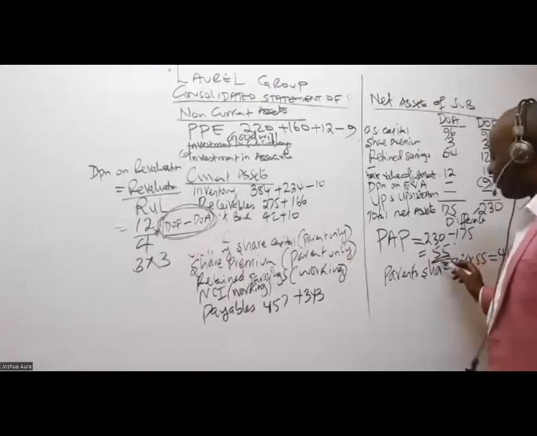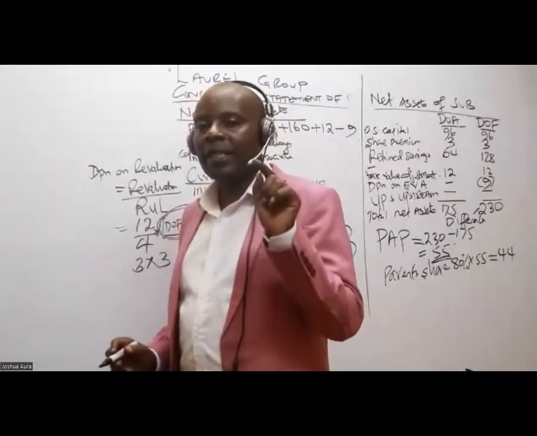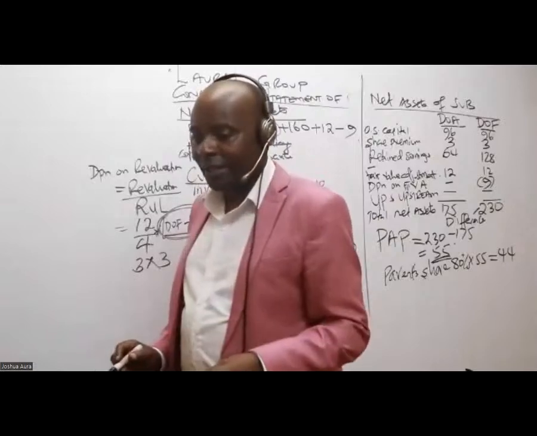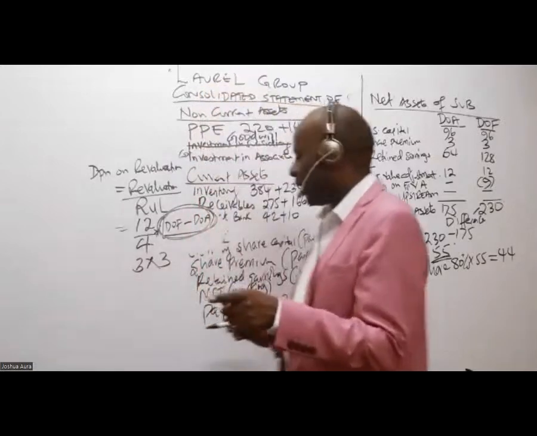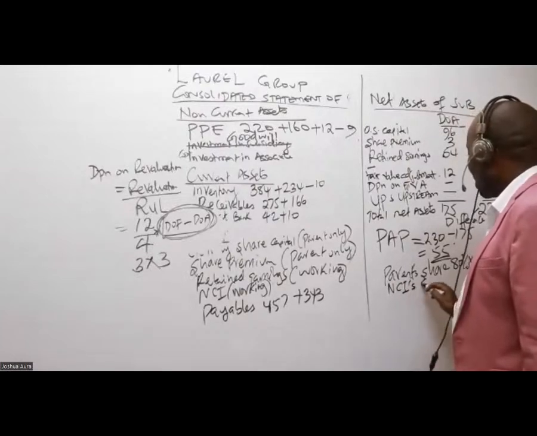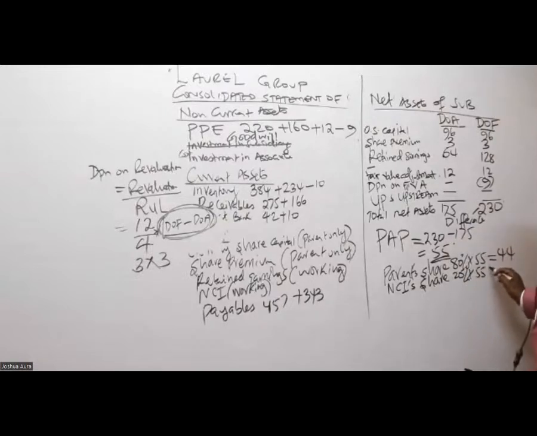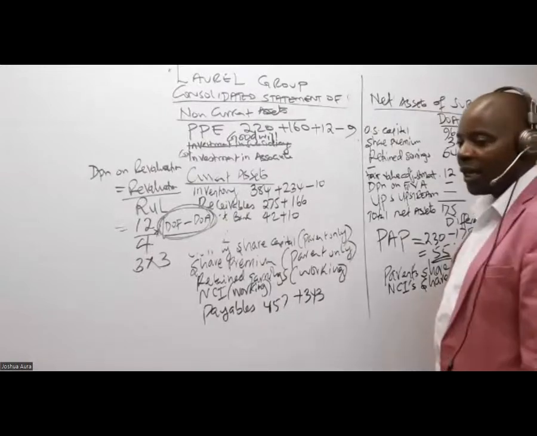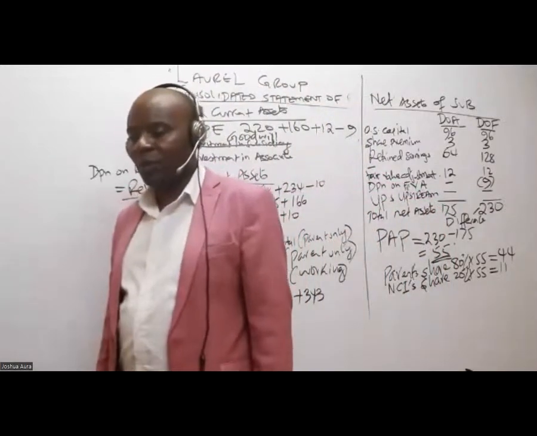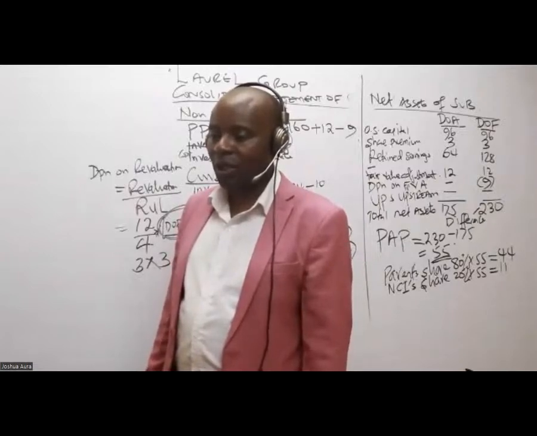Because the parent has got 80%, there must be another stakeholder who has the other percentage. What is the name of the other guy? It's NCI. So you talk of NCI's share, which is 20% of 55. That will give me 11, isn't it? Thank you so much.